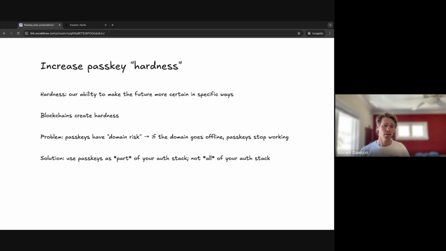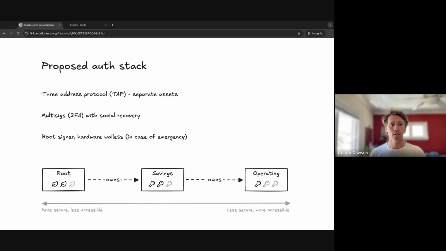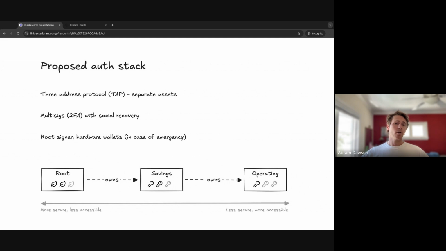And so our solution here is passkeys should be part of your auth stack. They should not be all of your auth stack, right? If someone's saying, hey, passkeys are this panacea, it solves everything, only use passkeys, I would question that. I don't think that is the right approach. So when we think about our auth stack, I'll jump into a demo in just a second to give you a sense of how we're thinking about this, right?